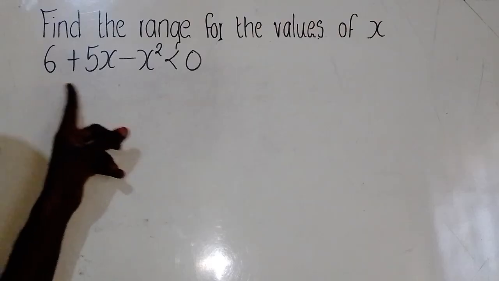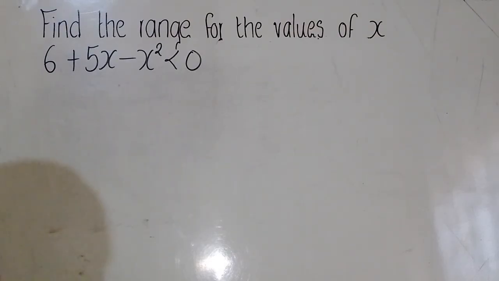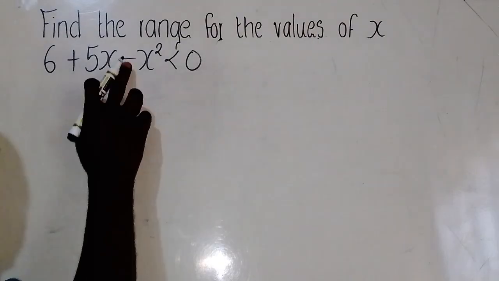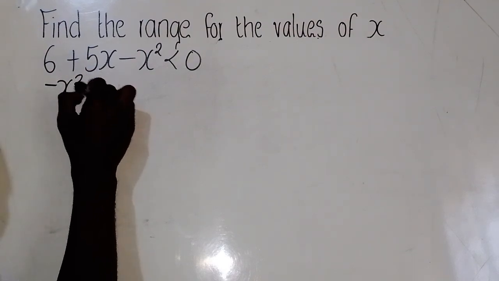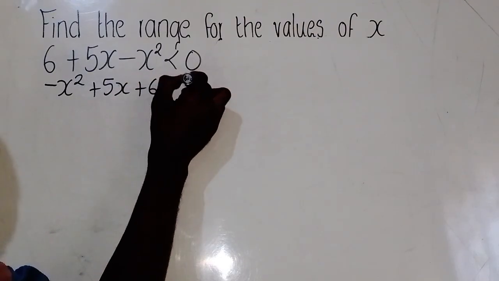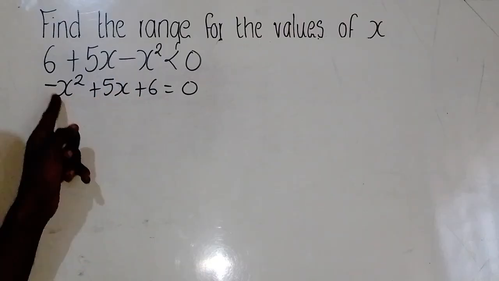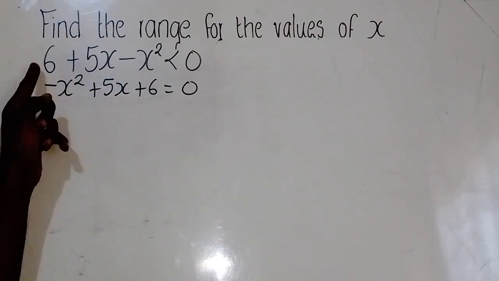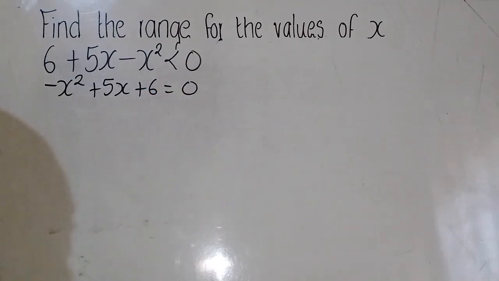Now, as you can see, this format is part of the quadratic. The way it is written, you're supposed to put it in the correct order. So this is negative x squared, then positive 5x, then positive 6 equal to 0. Now this is the correct order. You have seen that now we use an equal sign instead of the inequality symbol.